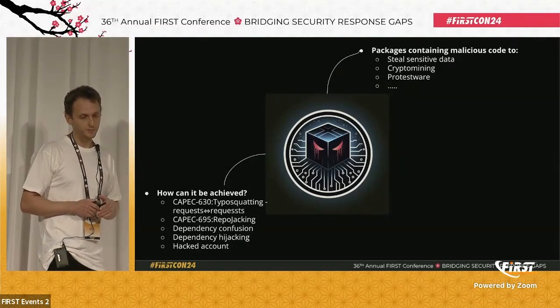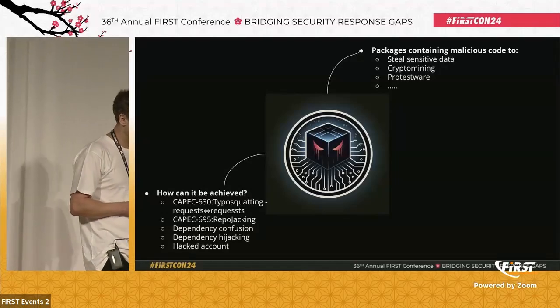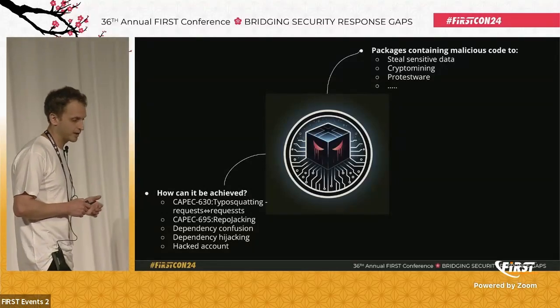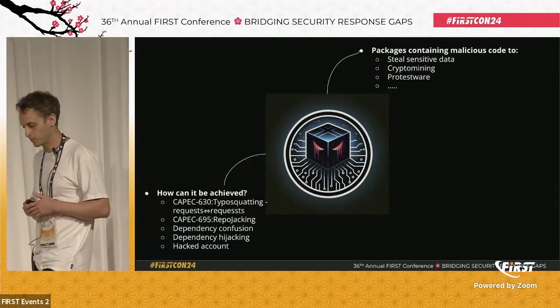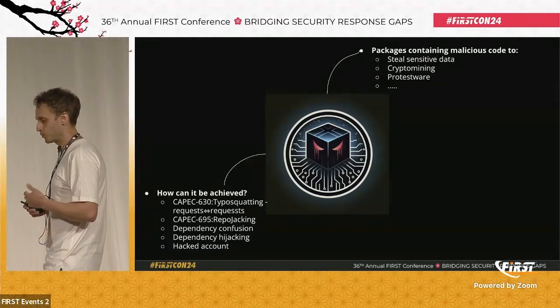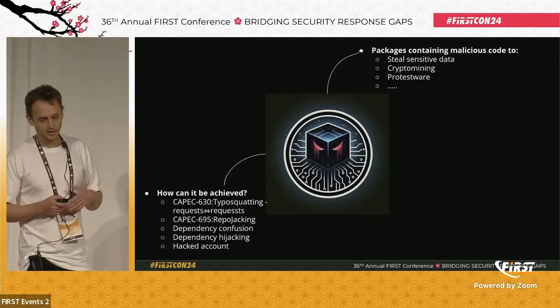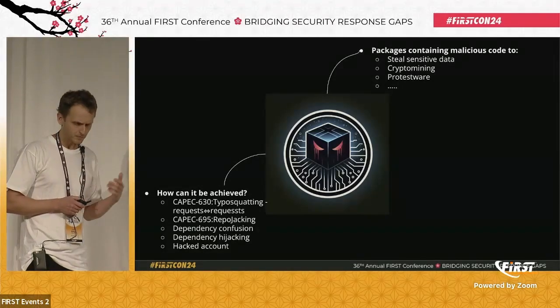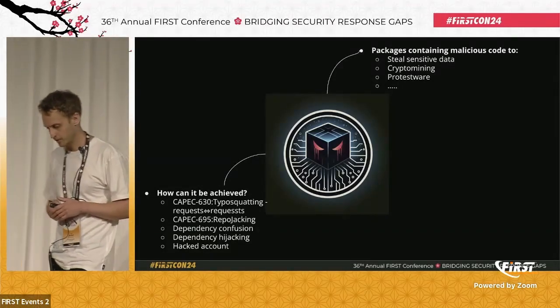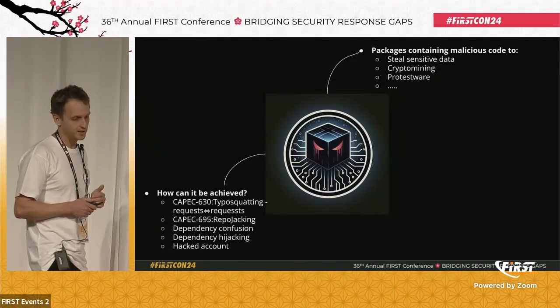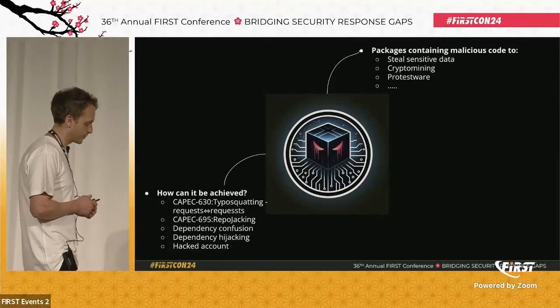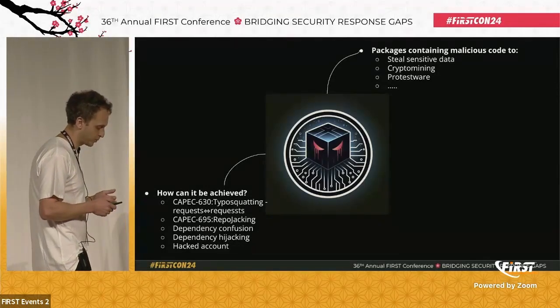Repo jacking, which stands for repository hijacking, is a way that an attacker takes over a repository on GitHub which was a legitimate and famous repository before. And I will go over how it can be done. Dependency confusion and dependency hijacking are both sometimes confused in the community.